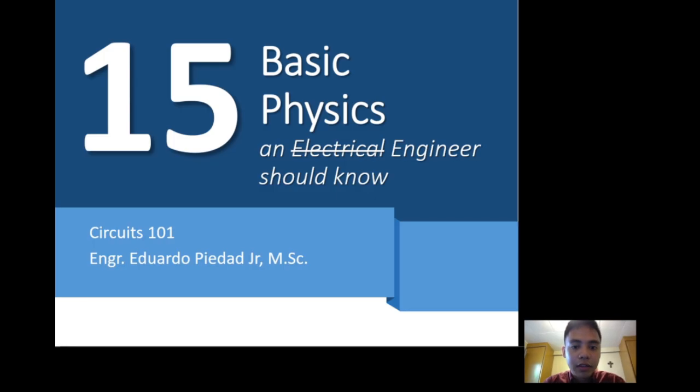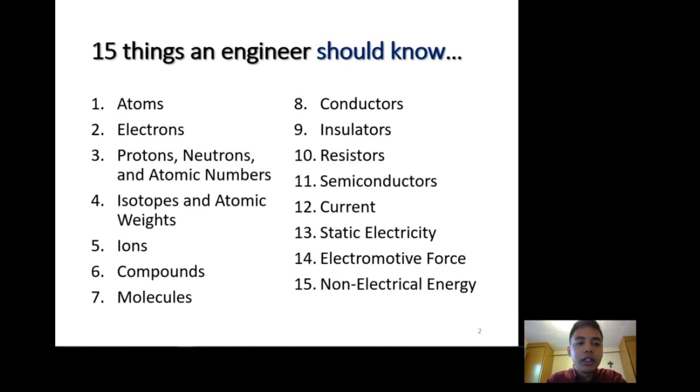Topic: 15 basic physics topics. An engineer should know these; it's not only for electrical engineers. There are 15 things: atoms, electrons, protons, and others, isotopes and atomic weights, ions, compounds, molecules, conductors, insulators, resistors, semiconductors, current, static electricity, electromotive force, and lastly, non-electrical energy. You should know all these things to understand what really a circuit is.